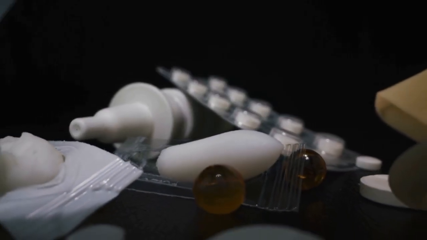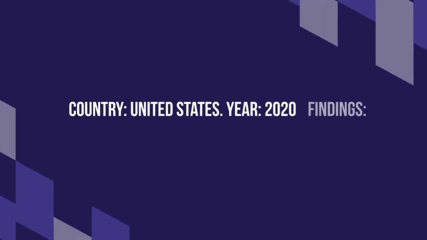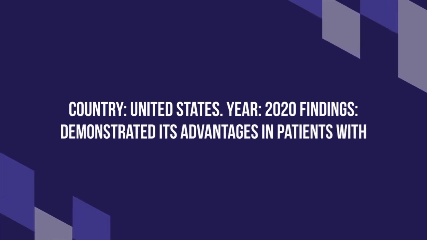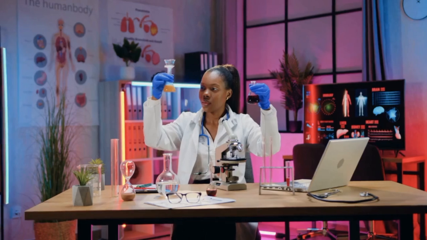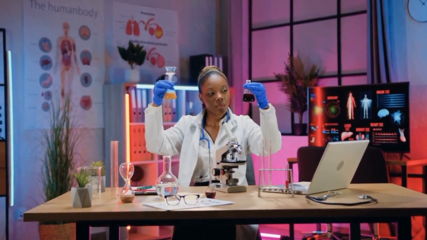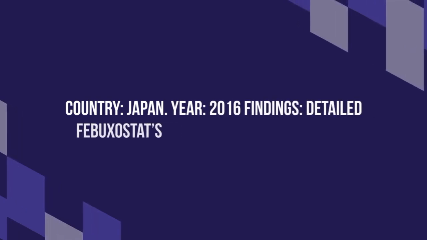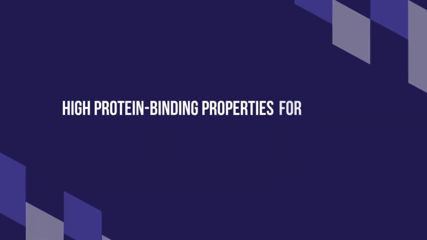Hyperuricemia control with Febuxostat by National Center for Biotechnology Information, country United States, year 2020. Findings: demonstrated its advantages in patients with kidney impairment due to non-purine-based mechanisms. Pharmacokinetics of Febuxostat in Journal of Clinical Pharmacology, country Japan, year 2016. Findings: detailed Febuxostat's metabolism, absorption, and high protein binding properties for effective treatment.